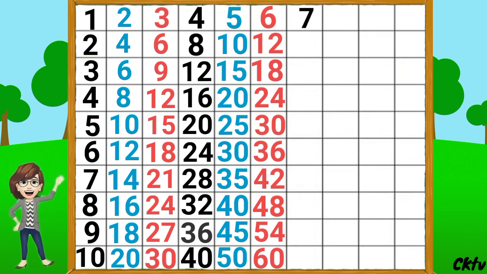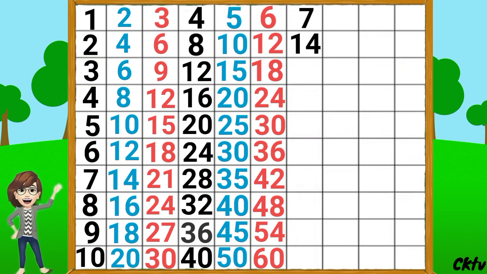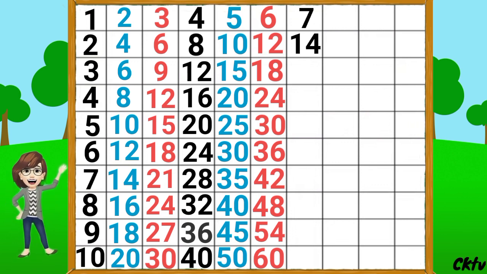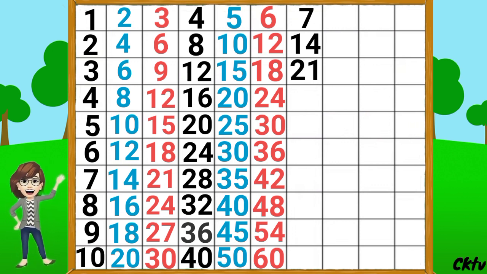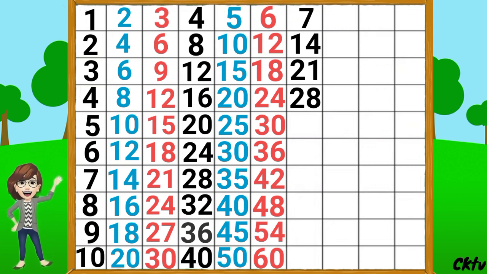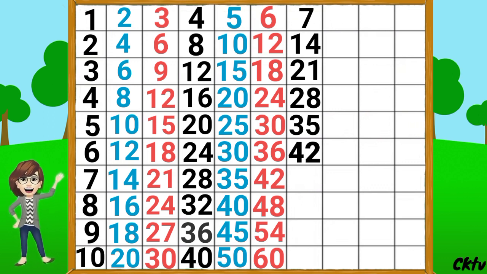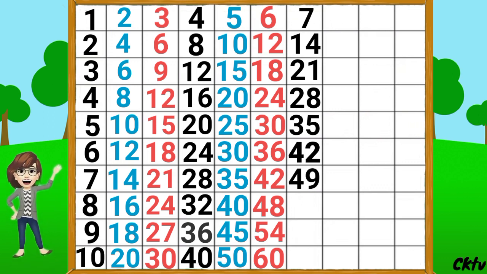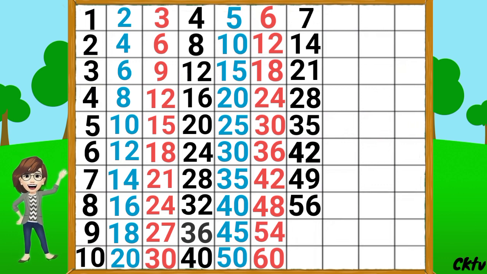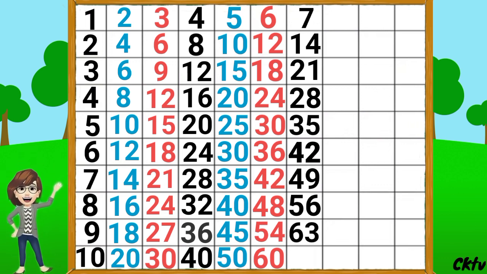Table of 7. 7 1 is 7, 7 2 is 14, 7 3 is 21, 7 4 is 28, 7 5 is 35, 7 6 is 42, 7 7 is 49, 7 8 is 56, 7 9 is 63, 7 10 is 70.